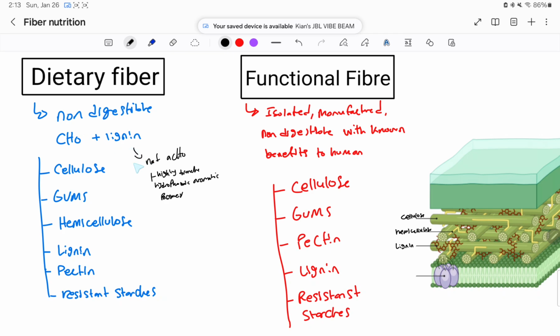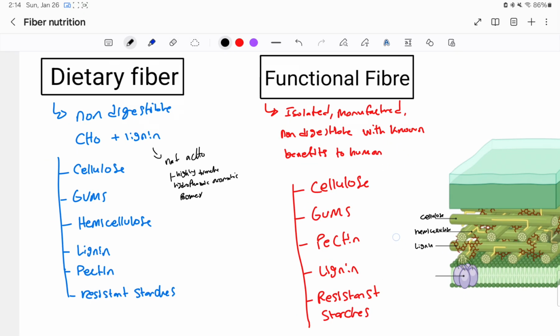Dietary fiber is non-digestible carbohydrates plus lignin, and you guys now know what that is. Functional fiber is things that were isolated, manufactured, but they are non-digestible carbohydrates, and they are known to have benefits to humans. Now again, lignin is part of them, so you know that they're not all going to be non-digestible carbohydrates. Some of them are just like these little polymers. But the entire point is that these ones are known to have physiological benefits to humans. That's why sometimes you can find supplements of these.